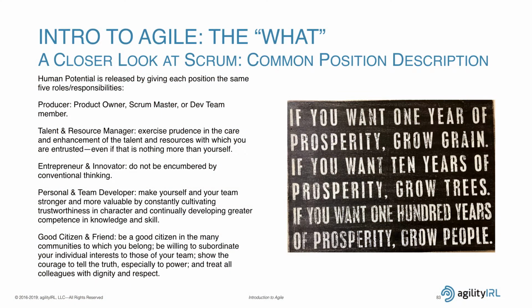Another thing we have found useful is a kind of universal job description. Everybody's job consists of 5 roles. The first one is producer. What do you contribute? Well, I'm a product owner. Well, I'm a Scrum master. Well, I'm a dev team member. Okay, that's your producer. That is how you vary. After that, everyone is a talent and resource manager, even if the only resource they're managing is themselves. Everybody is responsible to be an entrepreneur and innovator, to be a personal and team developer, and to be a good citizen and friend.